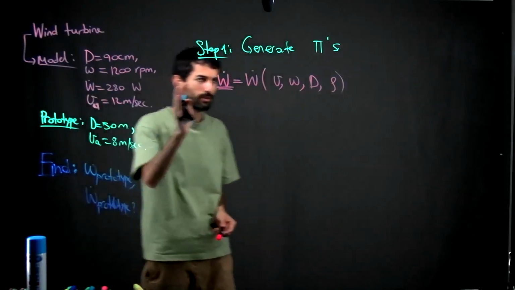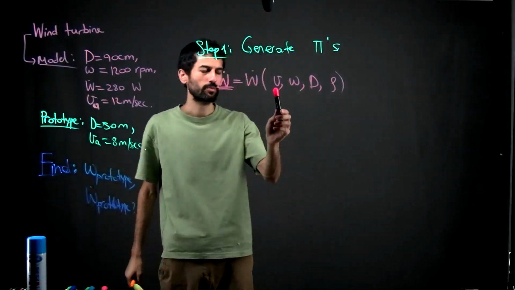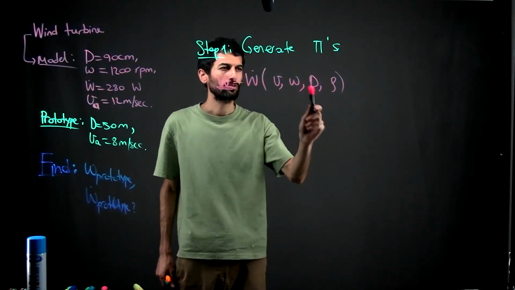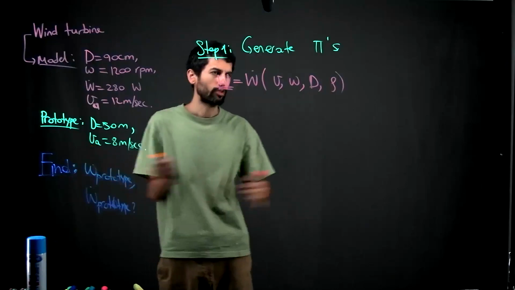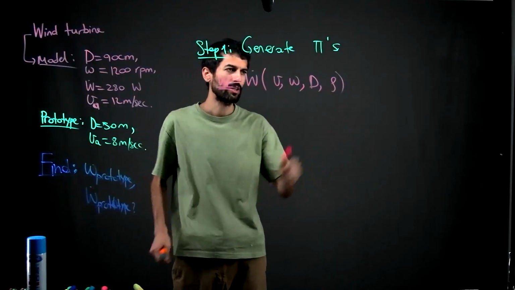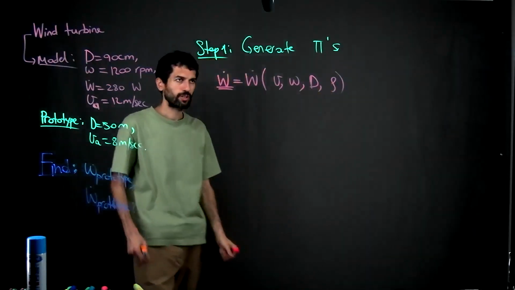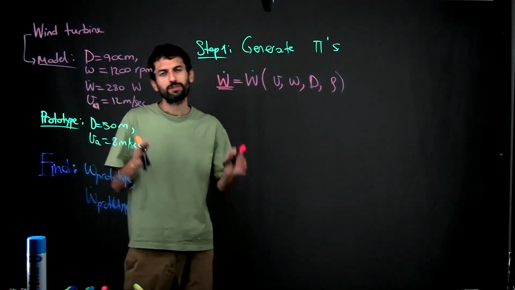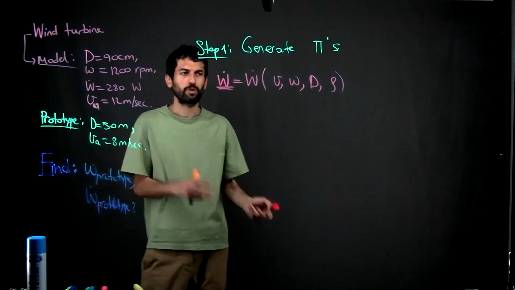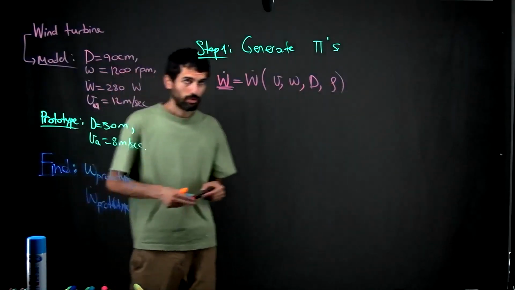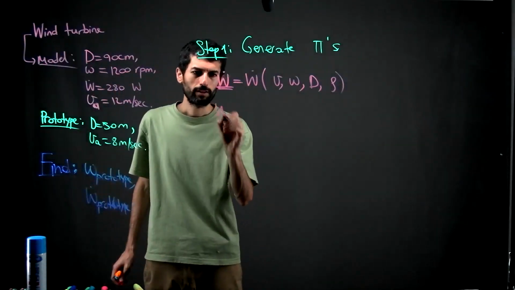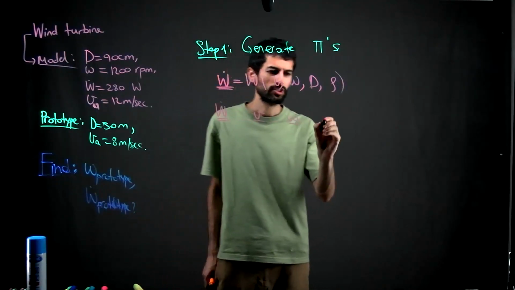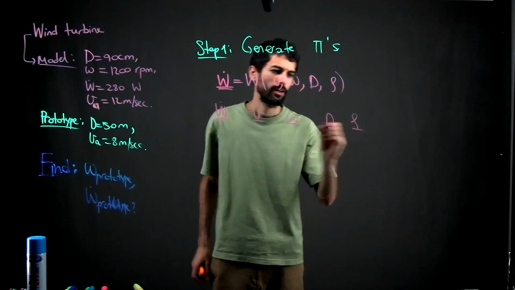But the power is a function of the wind speed, the rotational speed of the turbine, which is very clear, the diameter of the turbine, because more diameter means more mass flow of the air, and then the density of the air, because if air is dense, then you can get more power. If air is less dense, then you can get less power. Okay, so power, the velocity, the rotational speed, diameter, and then density.